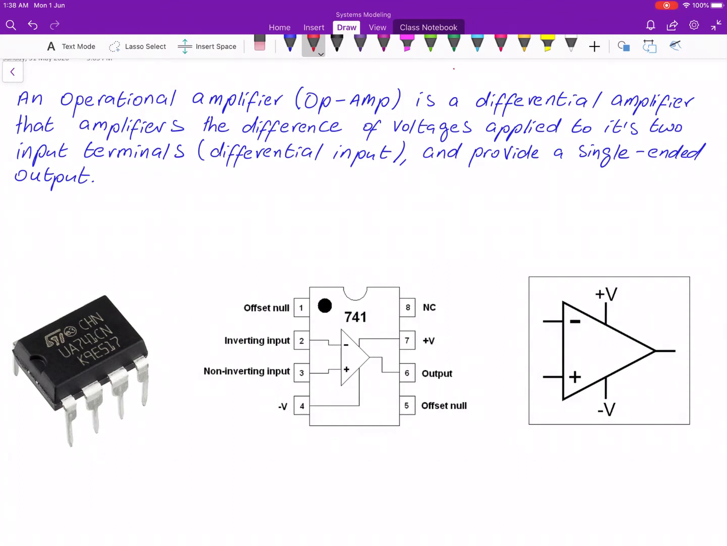Okay, in this section, we are going to look at operational amplifiers. In the previous section, we just looked at how we can model electrical systems and get the transfer function out of it. And the reason we are looking at transfer functions is because we want to look at the relationships between the input and the output.